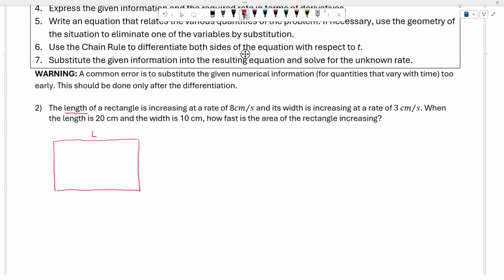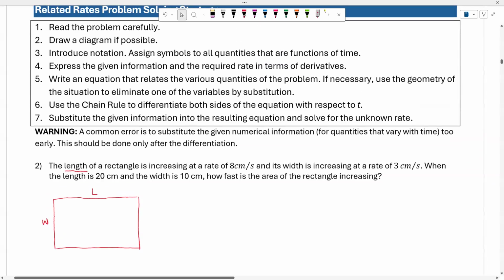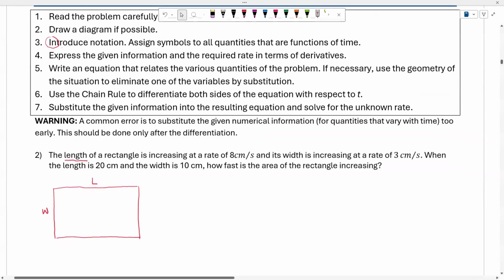And then we have length and width. Now this is the time when we introduce the notations, so we are going to assign them. If I assign L to the length, and W to the width, then we know that is what we assigned, right? But what if you're using X and Y? Then you have to tell me what X and Y are.